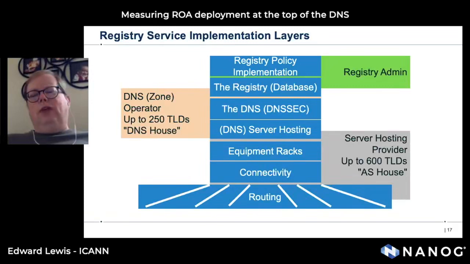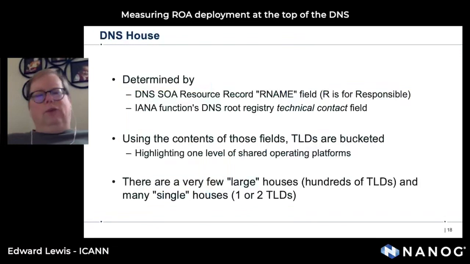In some cases, you actually do have organizations that run all three of these layers. In other cases, you have organizations that only run the top layer, and they contract the bottom two out to other people. And there's a mix of these different things out there. But it's interesting to start to divide things into this. So I spent some time deriving things called DNS houses. And a DNS house is data-driven. So I run a program, and it will go off and do this by itself. It looks at two things. It looks at what's in the DNS, something called the RNAME field of the SOA resource record.